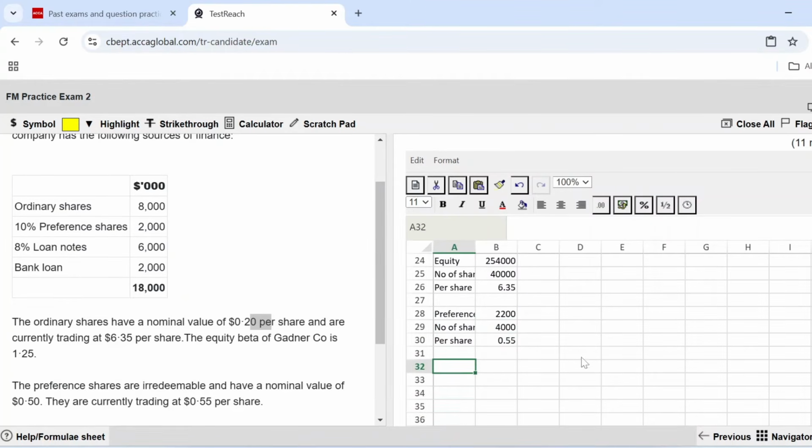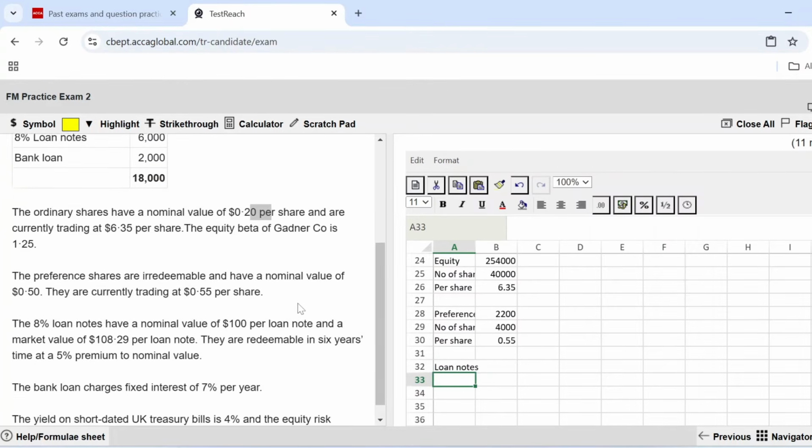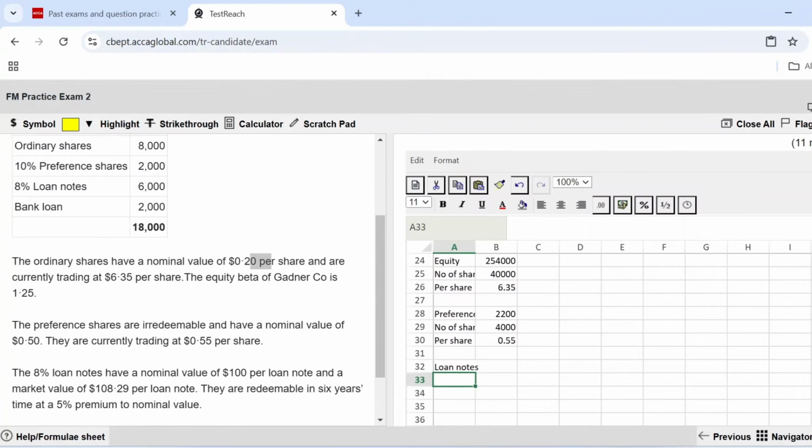So this is our equity and preference shares valued. Now we are going to find out the market value of your loan notes. So with respect to the loan notes, let's have a look. 6,000 is the value according to our books, and nominal value is going to be 100. So number of notes you can find out as 6,000 divided by 100.